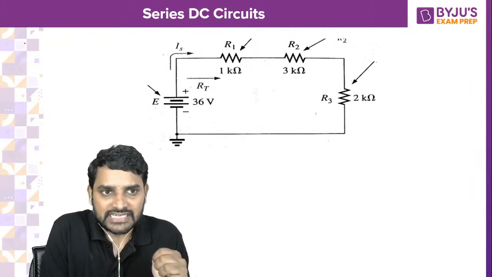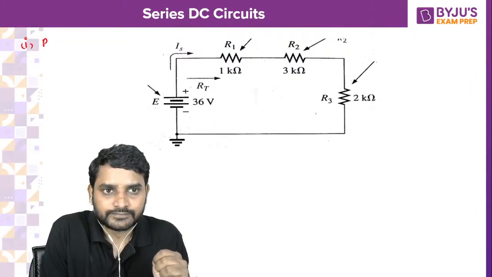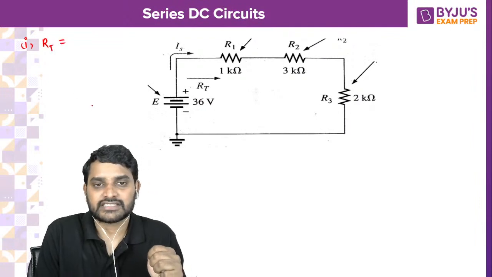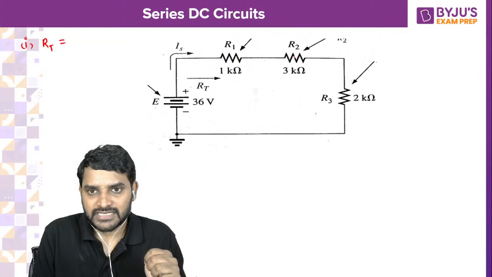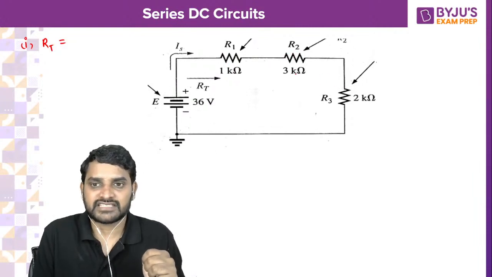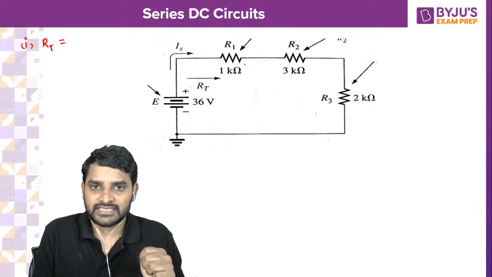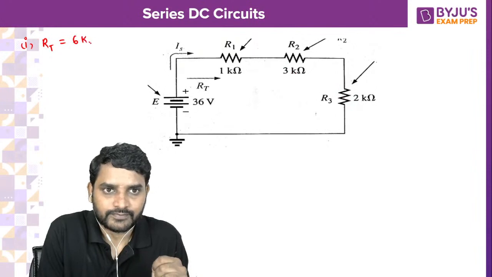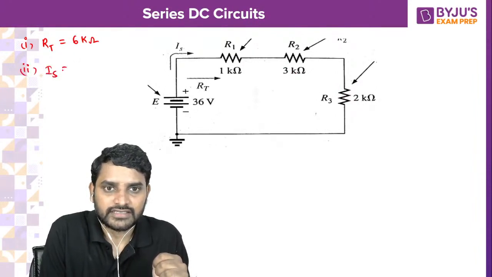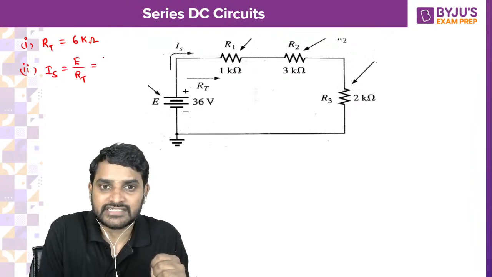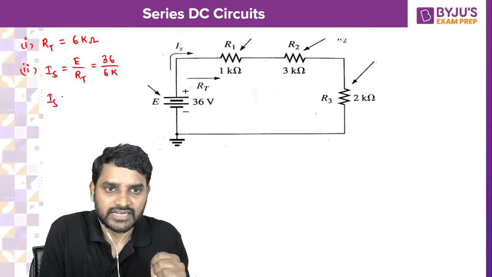Can you tell me what is RT here? Total resistance. R1 plus R2 plus R3, 1 plus 3 plus 2. So it will be 6 kilo ohms. Now the second question. What is the source current? E divided by total resistance. Source voltage is 36 divided by 6 kilo. So you are going to get source current as 6 milliamperes.